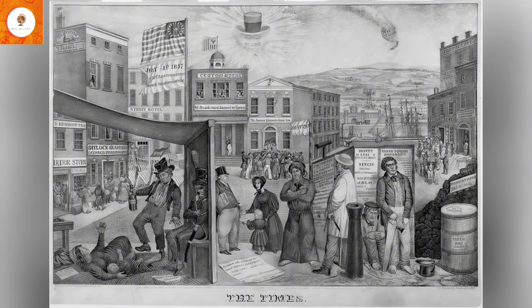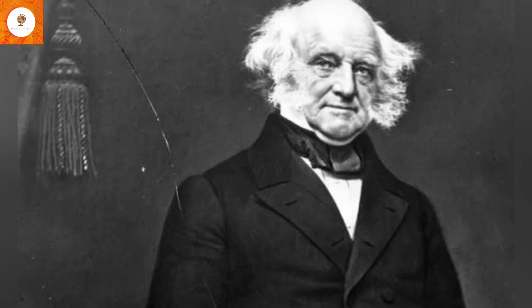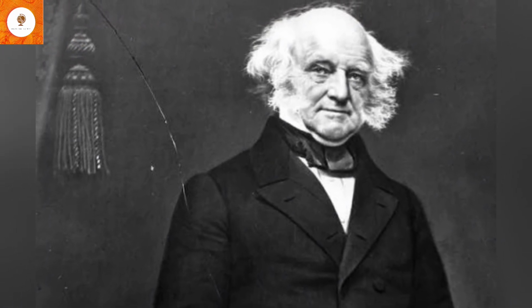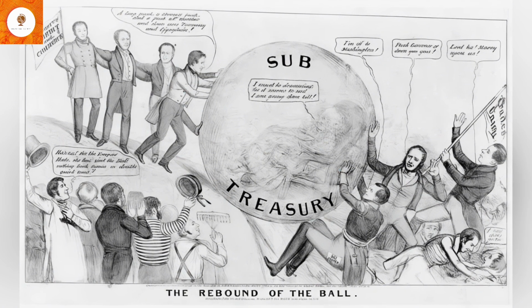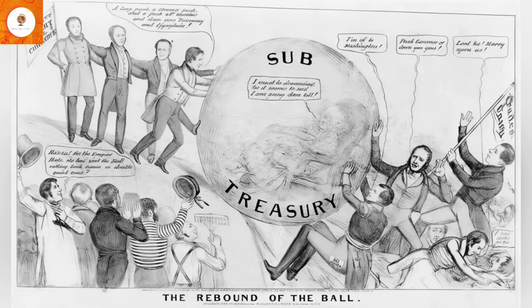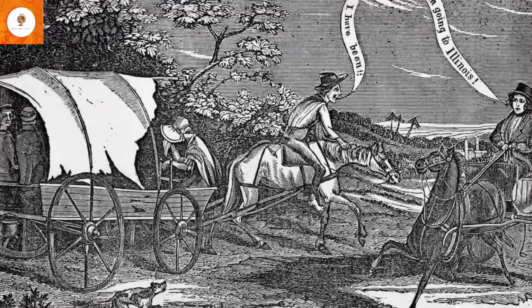Van Buren's response was cautious, almost painfully slow. He believed in limited government intervention. He refused to directly bail out banks or provide relief to struggling citizens. Instead, he proposed the independent treasury system, a plan to separate government funds from private banks, a system that took years to fully implement. Meanwhile, the American people were suffering.